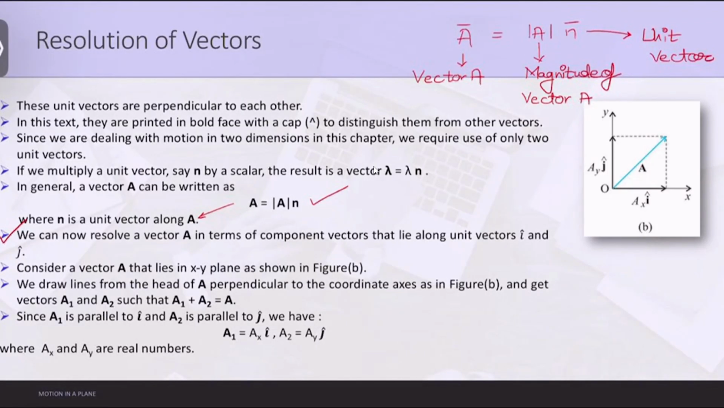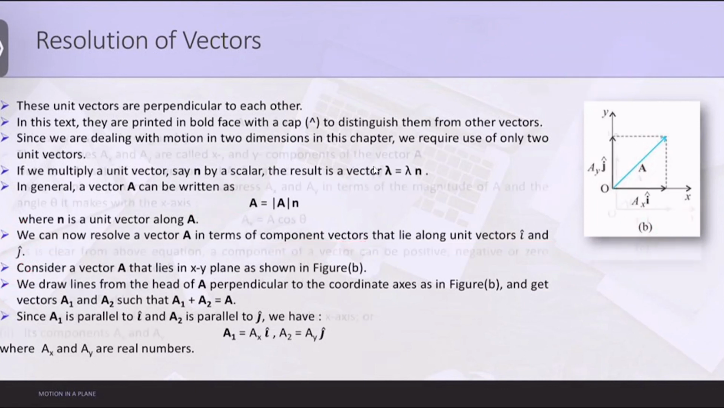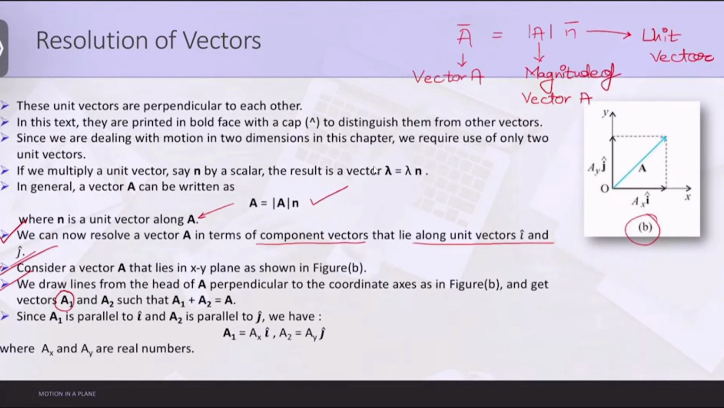Let's understand again. We can now resolve vector a in terms of component vectors that lie along unit vectors i cap and j cap. Now consider a vector a that lies in the xy plane as shown in figure b. We draw lines from the head of a perpendicular to the coordinate axes and get vectors a1 and a2 such that a1 plus a2 is equal to a. Since a1 is parallel to i cap and a2 is parallel to j cap, we have a1 equal to ax i cap and a2 equal to ay j cap, where ax and ay are real numbers.